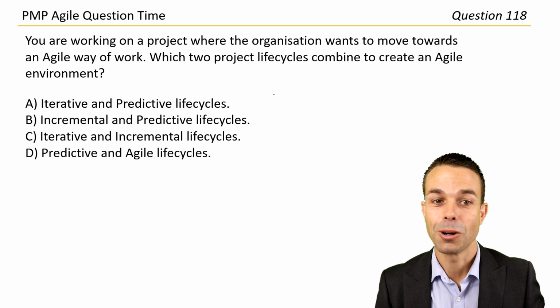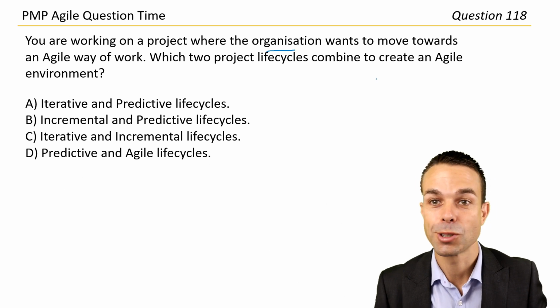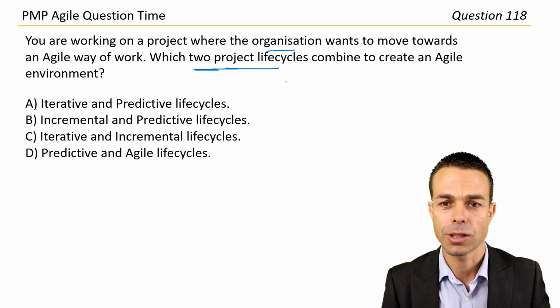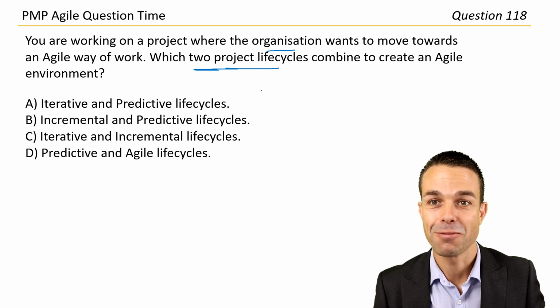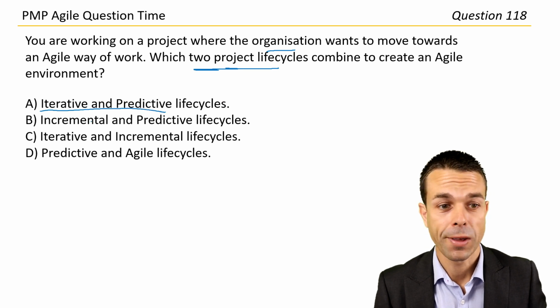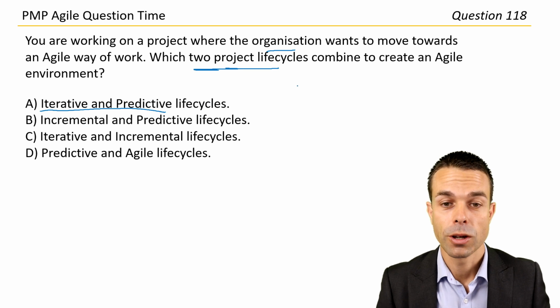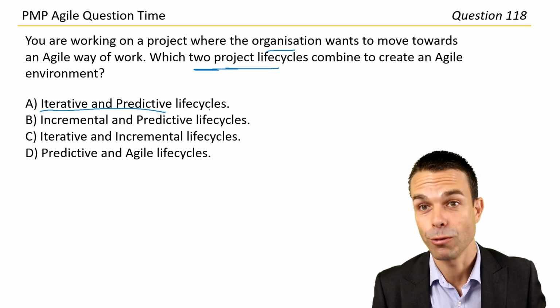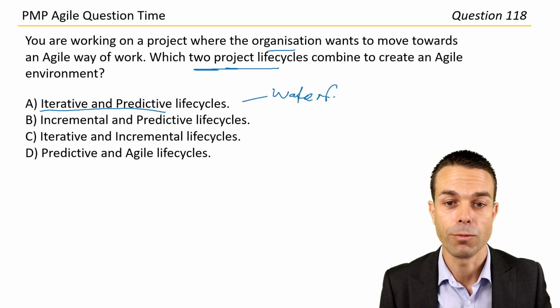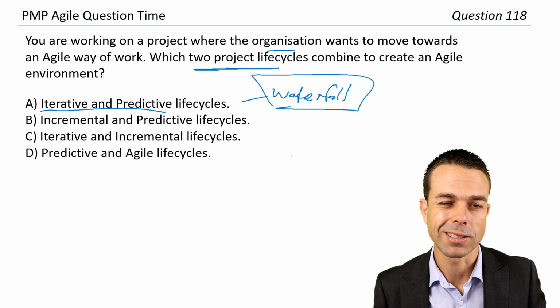Let's get into it. You are working on a project where the organization wants to move towards an Agile way of work. Which 2 project life cycles combine to create an Agile environment? Oh, this is good. Okay, and pretty simple, so we can get straight into the harder questions later on. Iterative and predictive? No. We'll have a look at these in a second. Incremental and predictive? No. So the 2 ones that combine don't involve predictive. Predictive is our waterfall approach, okay? Pretty simple stuff, but we'll show you why in a second.